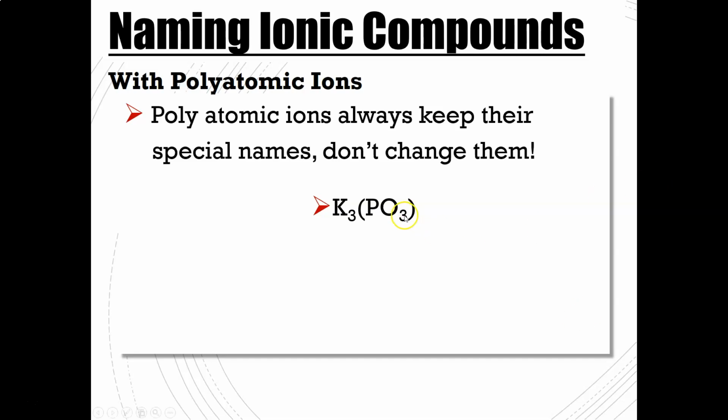Okay, so this is potassium. It's the cation, so it's going to stay the same. This I've memorized, and I know that PO3, 3-, is phosphite. So this is potassium phosphite. If this was PO4, it would be potassium phosphate. So some of the names are very similar, so be careful that you don't mix them up.